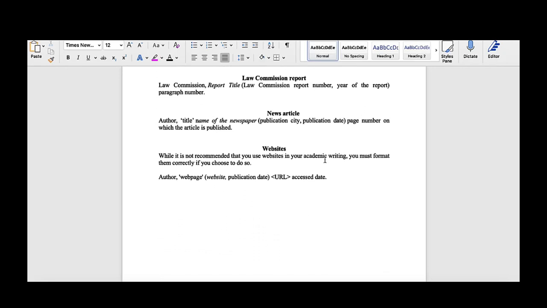For a Law Commission report, you state that it was written by the Law Commission, then you include the report title and in brackets the report number and the year of the report, followed by the paragraph number.